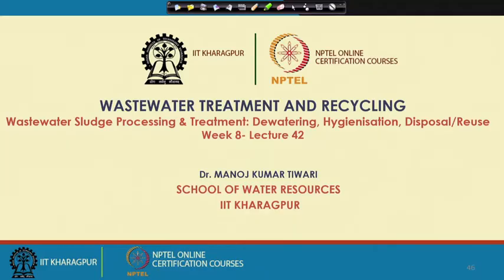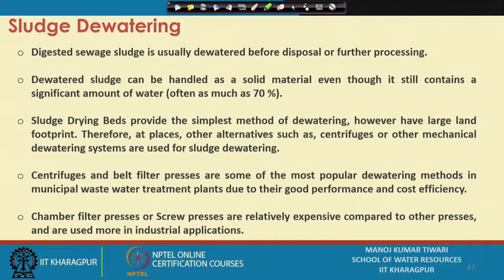So, the sludge which is stabilized and thereafter conditioned is brought to the dewatering systems. Now, this digested sludge is usually dewatered before disposal or further processing. The dewatered sludge can be handled as a solid material. That is the advantage of dewatering, because until this stage the sludge we are getting is in the form of fluid. It has high viscosity, but it flows, it is in liquid form.